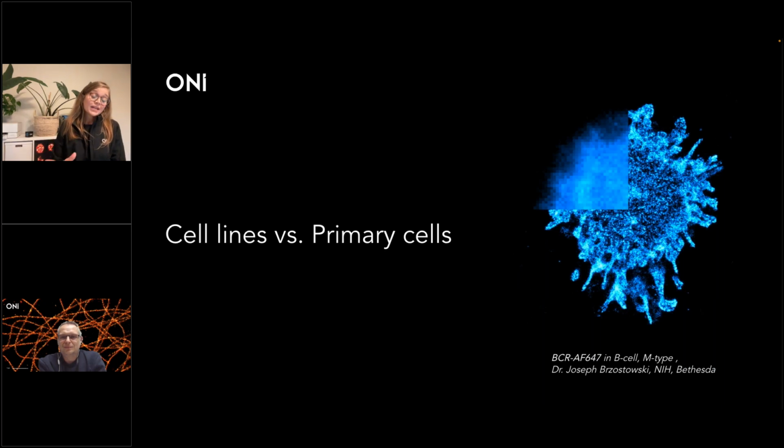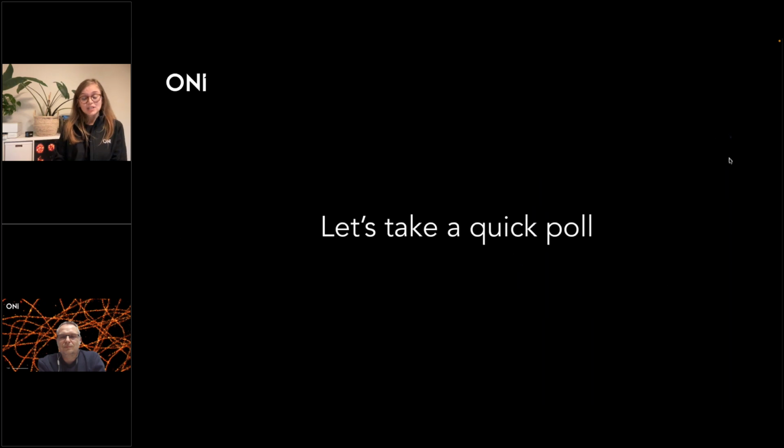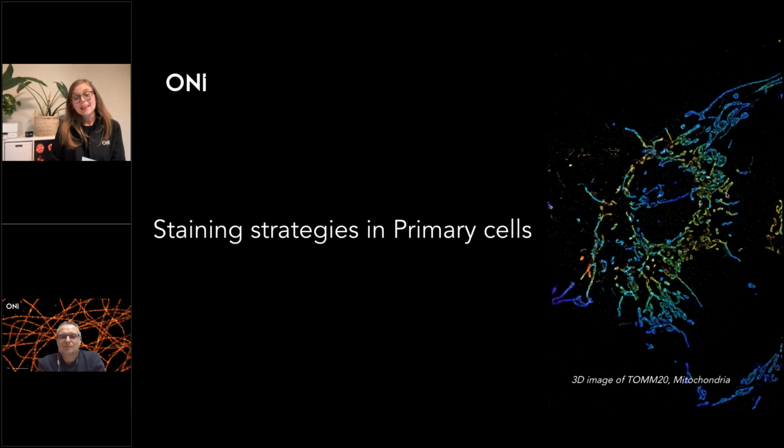Fantastic. So I want to dive a little bit deeper into primary cells. In our next section, staining strategies in primary cells, I am very curious to hear from you: what is the difference between dSTORM in cell culture cells and dSTORM in primary cells? What are the main things that I need to pay extra attention to?